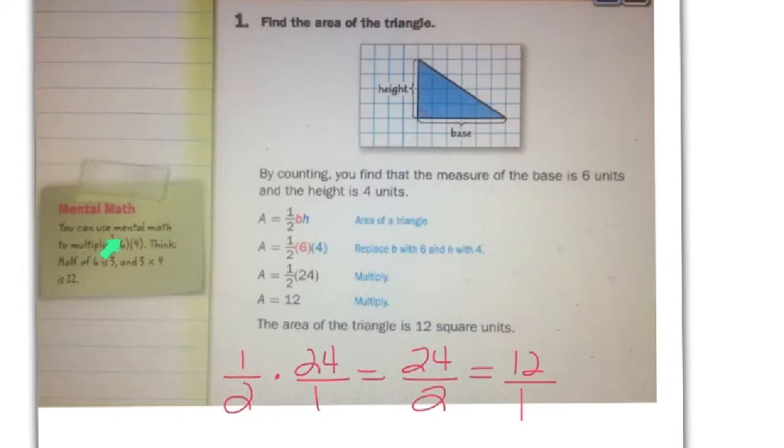Another tip is you could use mental math to multiply 1/2 times 6 times 4. Think half of 6 is 3, and 3 times 4 is 12. That's another trick. Either way, go ahead and go to the next page as soon as you are ready.